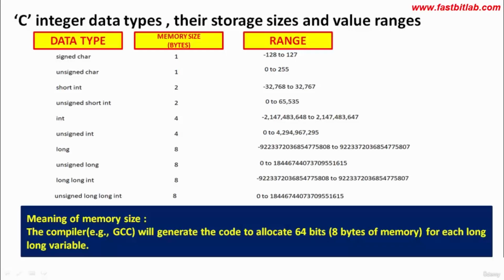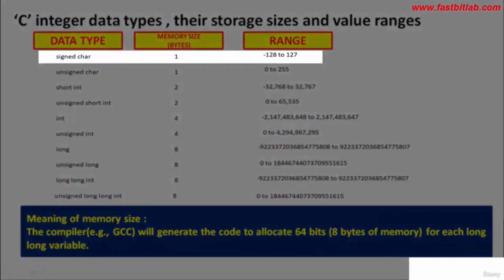So in this lecture, let's explore C integer data types, their storage sizes and value ranges. Now remember that the signed char data type consumes 1 byte of memory and its range is -128 to 127. So strictly speaking, a variable of type signed char uses 1 byte of memory and it can hold a value between -128 to 127.